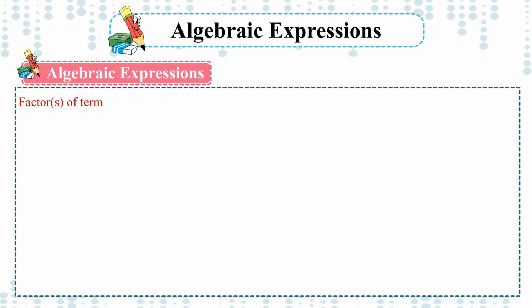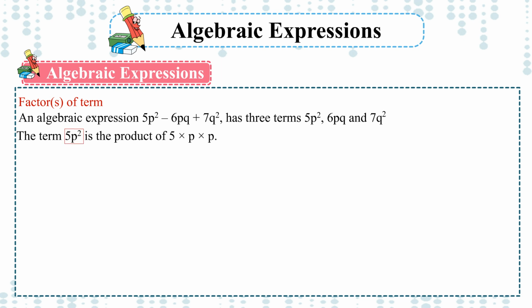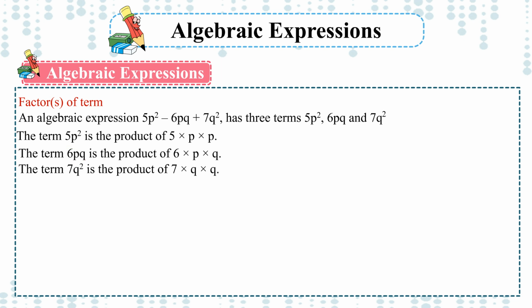An algebraic expression 5p raised to the power 2 minus 6pq plus 7q raised to the power 2 has three terms: 5p raised to the power 2, 6pq and 7q raised to the power 2. The term 5p raised to the power 2 is the product of 5 multiply p multiply p. The term 6pq is the product of 6 multiply p multiply q. The term 7q raised to the power 2 is the product of 7 multiply q multiply q.